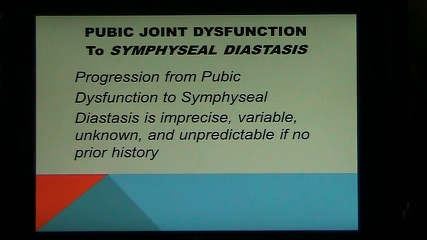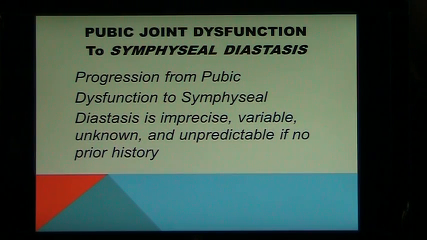Now, let's talk about pubic joint dysfunction and how it progresses to symphyseal diastasis. It's imprecise. This is according to Becker. It's variable. It's unknown and unpredictable if there is no prior history. So you don't know that a certain person has a vulnerability to that if it's their first pregnancy or if they have not experienced it before. And there certainly are a handful of articles on this problem, but you couldn't say that there are hundreds of articles and that the knowledge is deep, surprisingly.